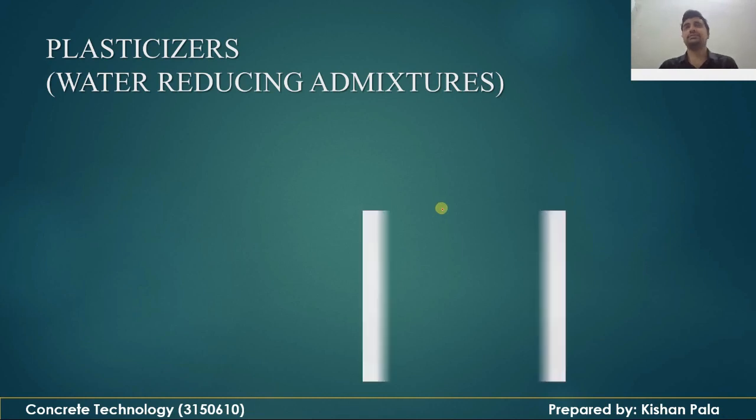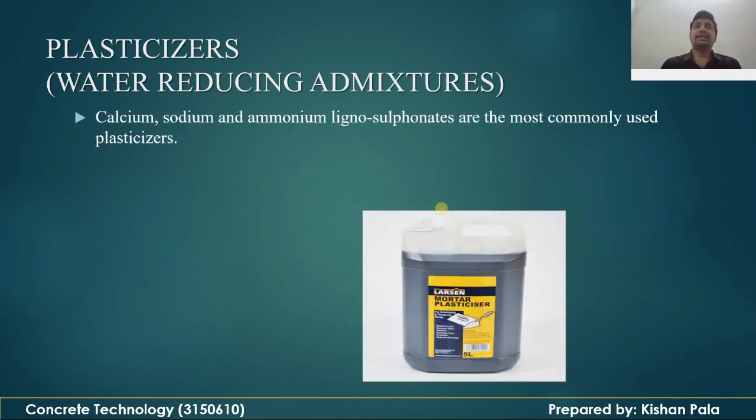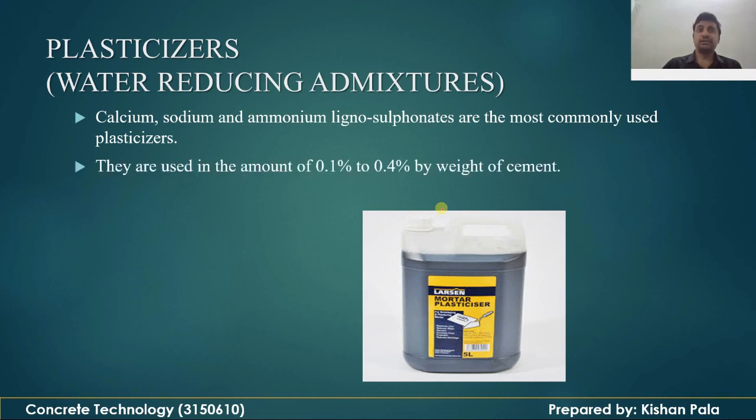water reducing admixtures like calcium, sodium, and ammonium lignosulfonates, which are the most commonly used plasticizers. These are also known as water reducing admixtures, and you can get the benefit of workability of the concrete mass. They are used in an amount of 0.1 to 0.4 percent by the weight of the cement, which depends on the brand of the admixtures, the brand of the plasticizers.